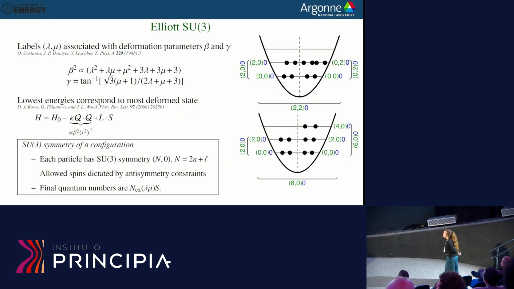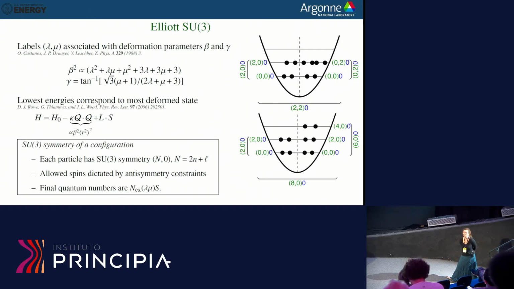So in the Elliott model, you start with a spherical picture where you have an H0, which is some sort of monopole term, be it your harmonic oscillator Hamiltonian or Woods-Saxon or whatever. But then you expect that there's another term which favors highly deformed states. And so Q dot Q goes roughly like beta squared, which is roughly like some linear combination of lambda and mu. So you'd expect for large values of lambda and mu, those states to be lowest in energy.